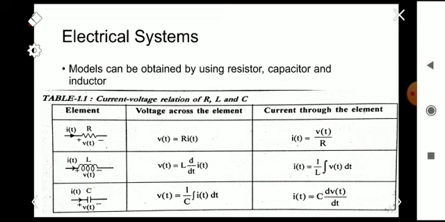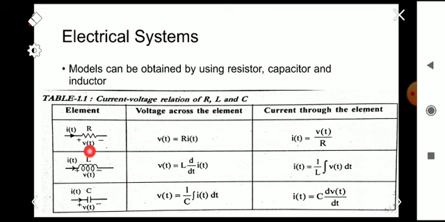Okay. We have all learned Kirchhoff's current and voltage law in the previous classes. So based on that, we can formulate the differential equations governing the system. And also the transfer function can be obtained by taking Laplace transform of these differential equations and rearranging them as a ratio of output to input.